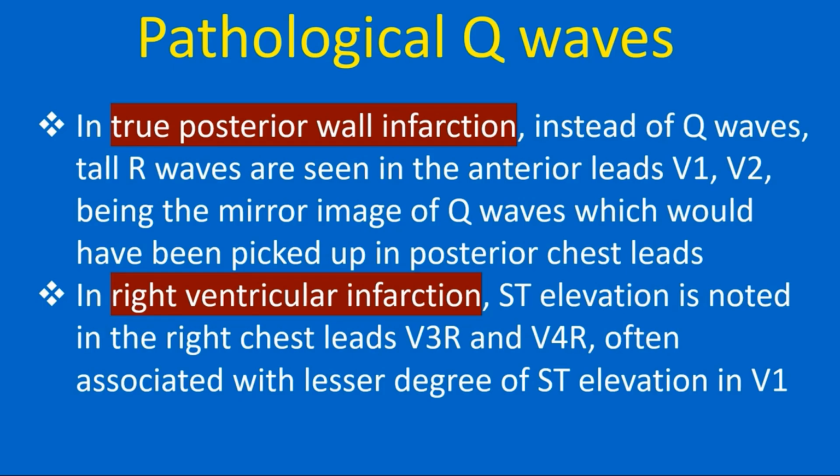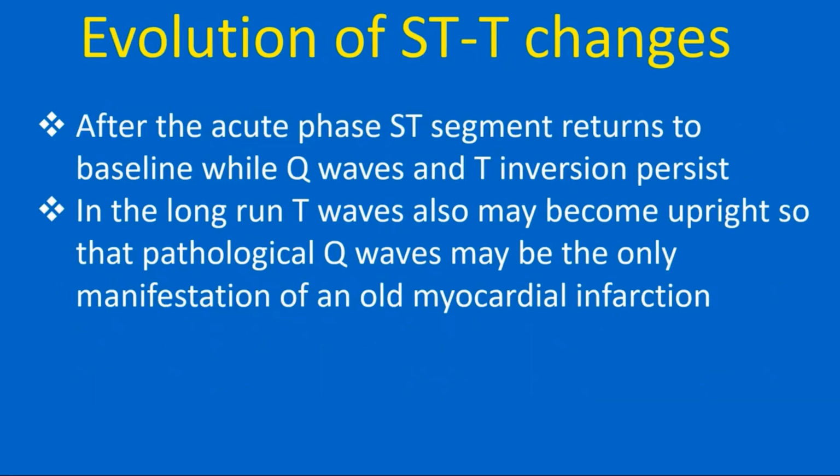In right ventricular infarction, ST elevation is noted in the right chest leads V3R and V4R, often associated with lesser degrees of ST elevation in V1. After the acute phase, ST segment returns to baseline while Q waves and T inversion persist. In the long run, T waves may also become upright so that pathological Q waves may be the only manifestation of an old myocardial infarction.